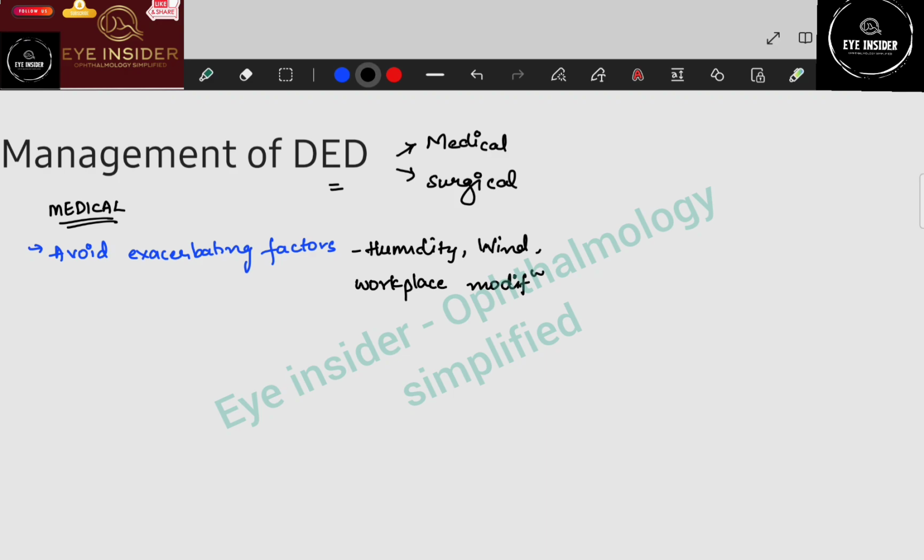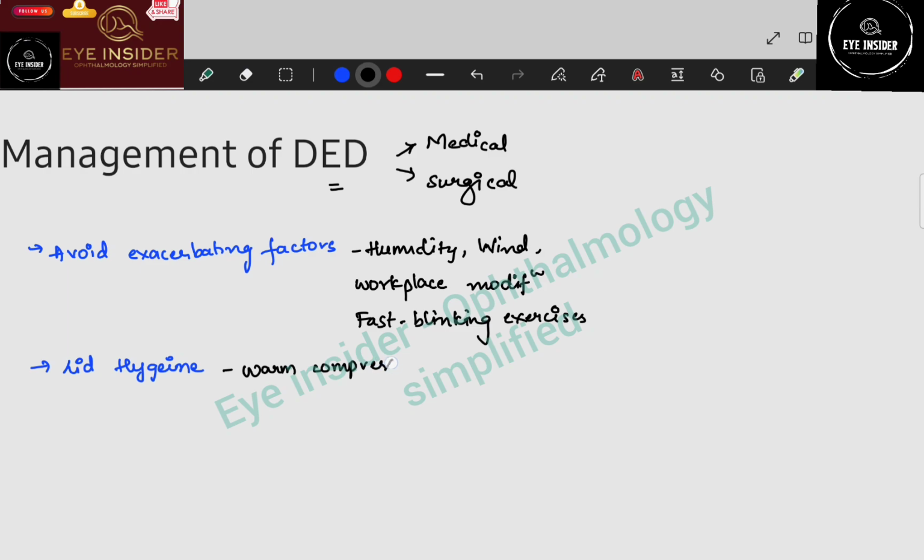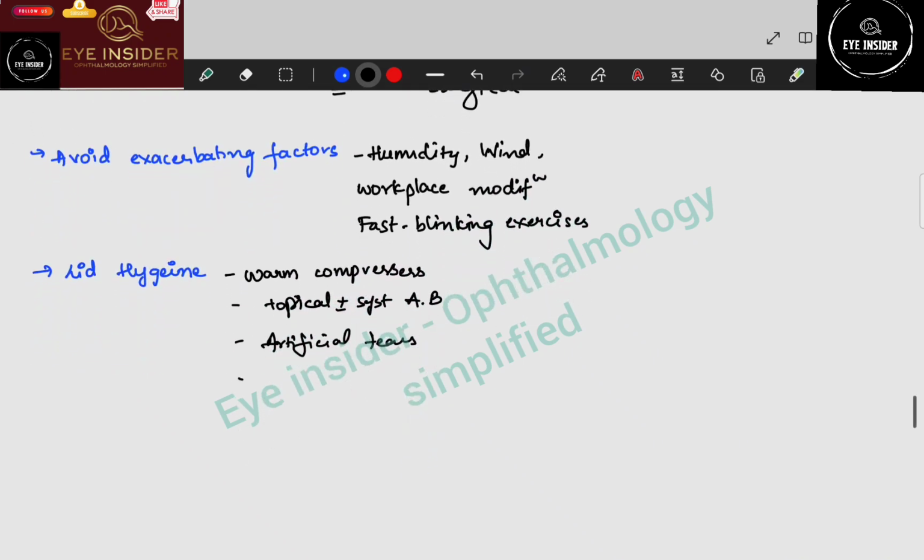We have to perform some sort of workplace modifications so that there is reduced development of dry eye, such as performing fast blinking exercises and taking rest following the 20-20-20 rule. And also we need to maintain lid hygiene with the help of warm compresses, topical antibiotics and systemic antibiotics when necessary if there are any infections, and also artificial tears, and we'll discuss that in the medical management.